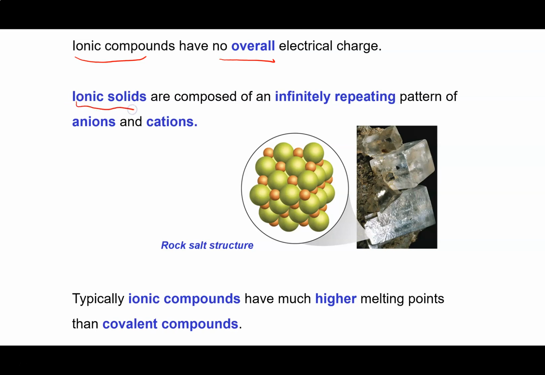Ionic compounds are different from molecular compounds in that there aren't any molecules in an ionic compound. In an ionic compound, what you have is an approximately infinite repeating pattern of anions and cations, and the anions and cations are organized in such a way as to maximize the attractive forces and minimize the repulsive forces. And typically, ionic compounds have really high melting points, generally greater than that for covalent compounds.